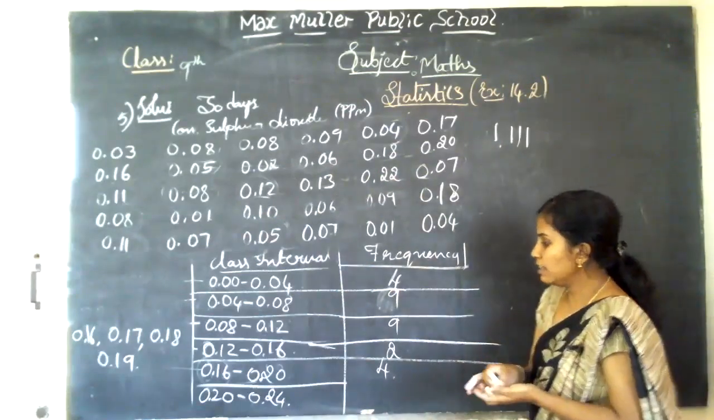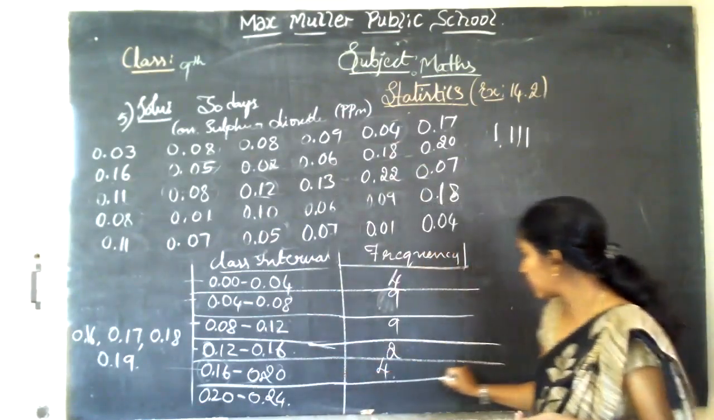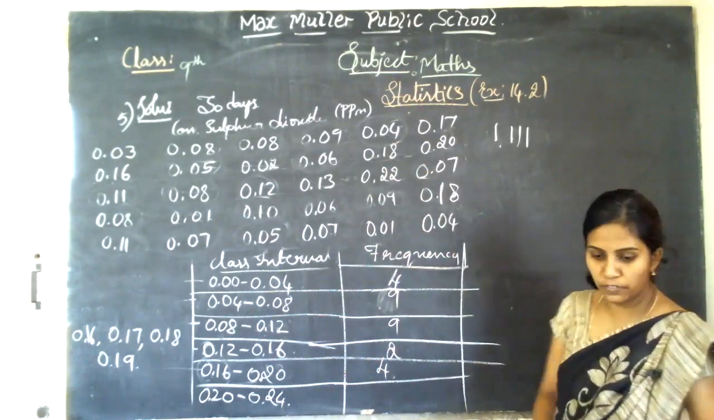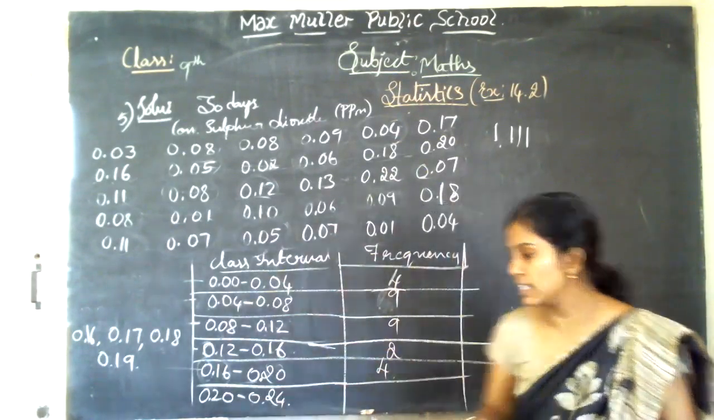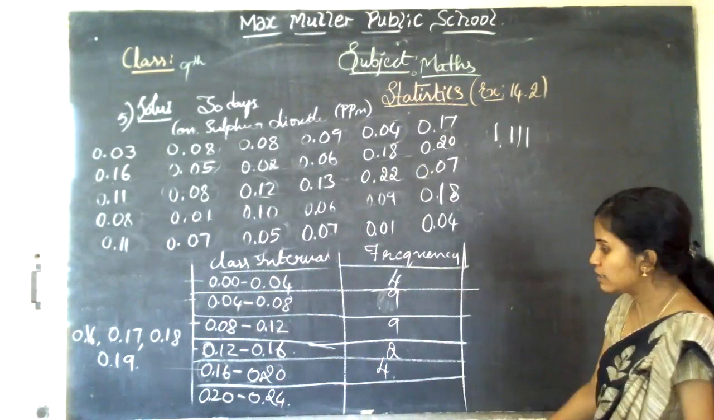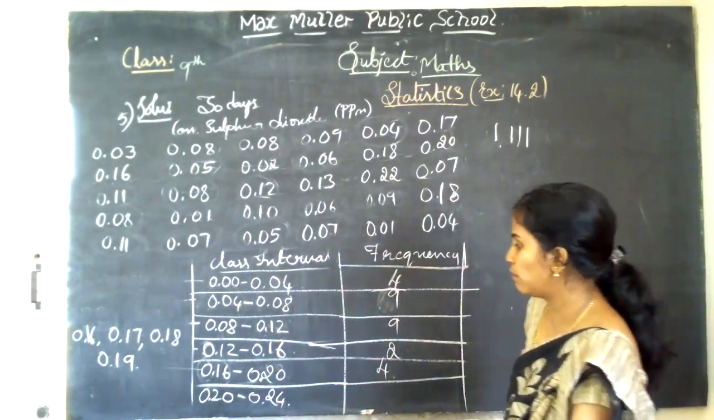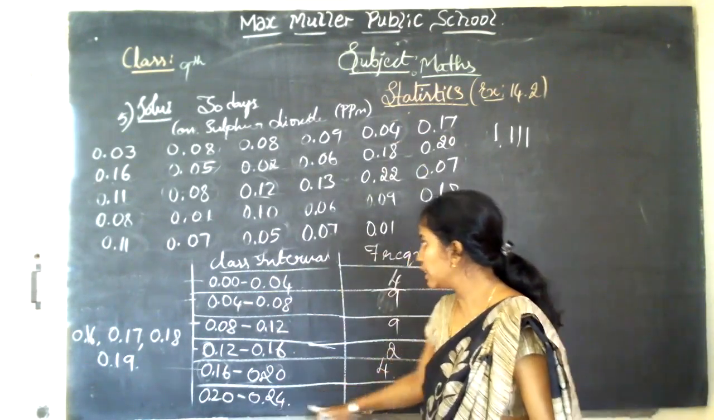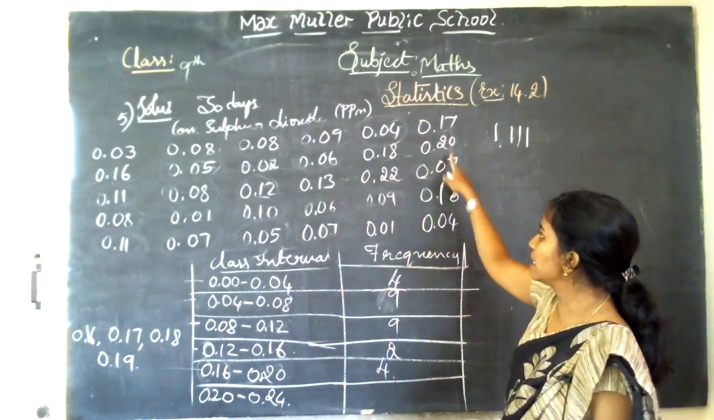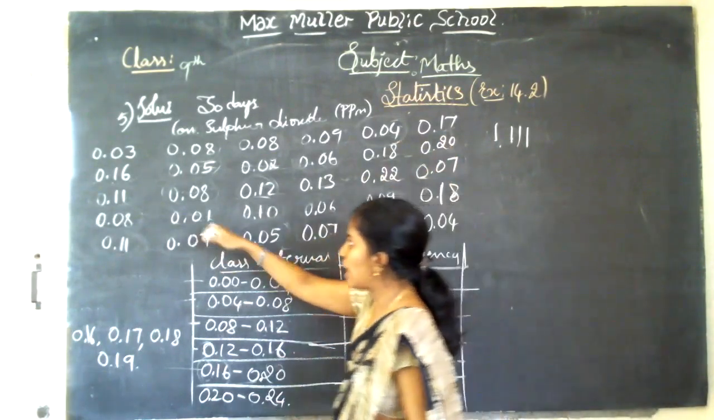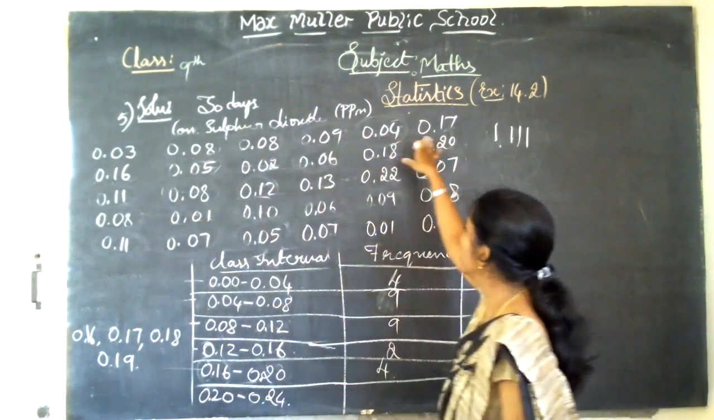So we have got 4. Next, what we have to do? Move to the last one, that is 0.20 to 0.24. So why have I stopped here? Because we look for the highest value. What is the highest value in the given data?